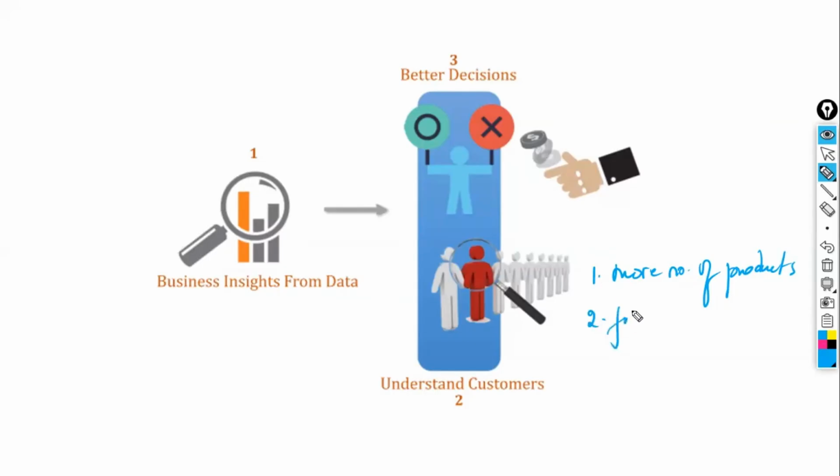Second, we have to give them free delivery. Third, fast delivery if possible, on the same day or next day or immediately. And fourth, we require low cost. It should be low cost.